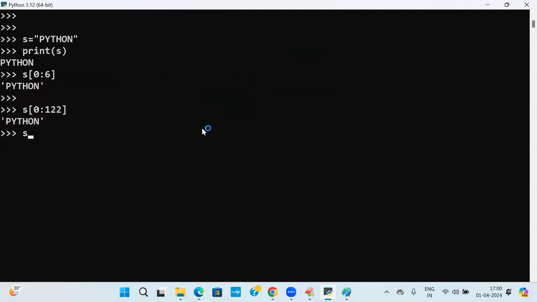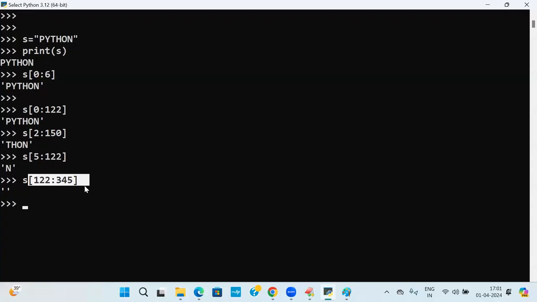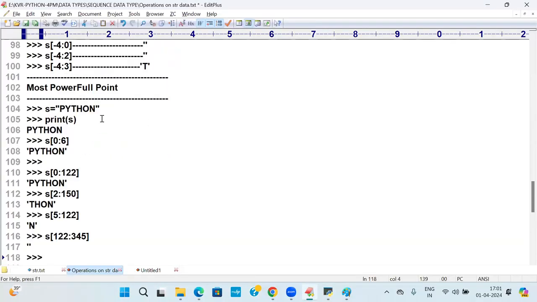Next, one more question. S of 2 colon something like 150. What is the answer? Quickly. Super. Next, I'm going to talk about 6 colon 5 colon 122. Quickly. Next, I'm going to write S colon 122 colon 345. Come on. Answer. Space. Why? From 122, there is no space. There is no data at all. Are you able to follow? This is another most important concept. Be careful.